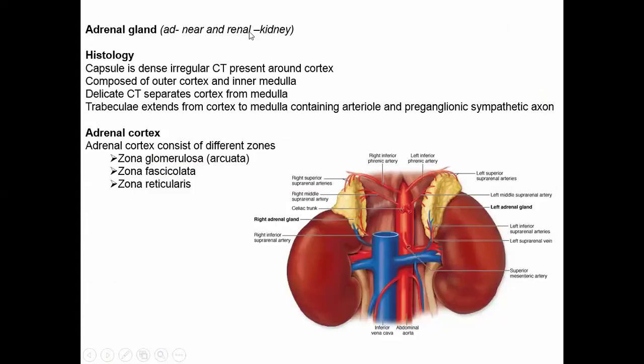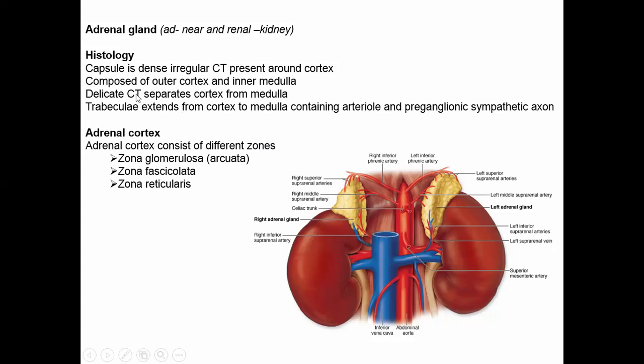So the next gland is the adrenal gland. Ad means near and renal means kidneys. So these are glands that are located near the kidneys. Mostly they are present on the cranial or anterior region of the kidneys, and they perform very specific functions. Various hormones are released from these glands.